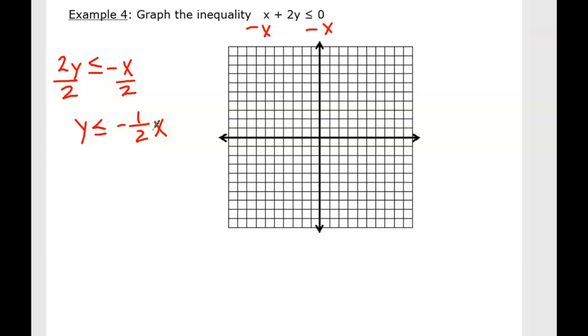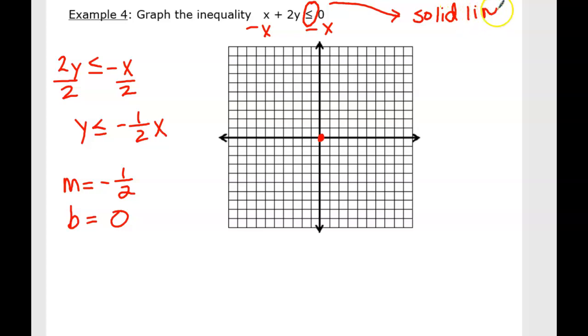Okay, so from here I can identify my slope as negative 1/2, and my y-intercept is 0. So in this case, we're going to start at the y-intercept, which is 0, 0. And our slope is negative 1/2. I notice that's going to be a solid line because it's less than or equal to. So that's going to be our solid line.